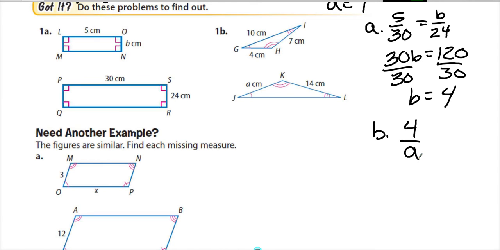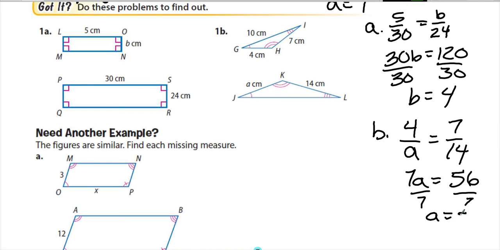Now we have 10, but that's for the long side, and we don't have anything for the other long side, so we can't use that one. Sometimes they just give us extra information. And then we have 7 with 14. So that will give us 7A equals 56. Divide that by 7, and that makes it 8.